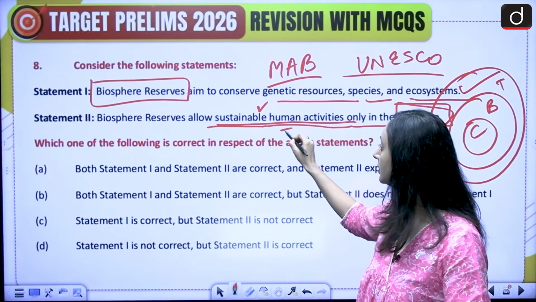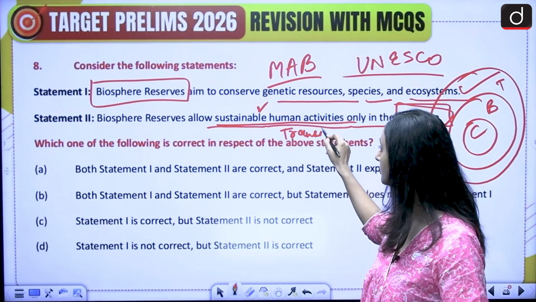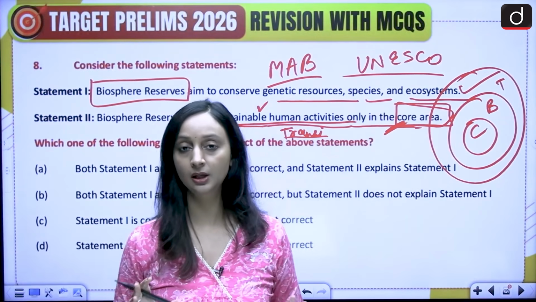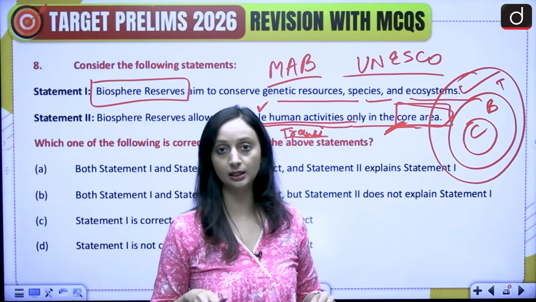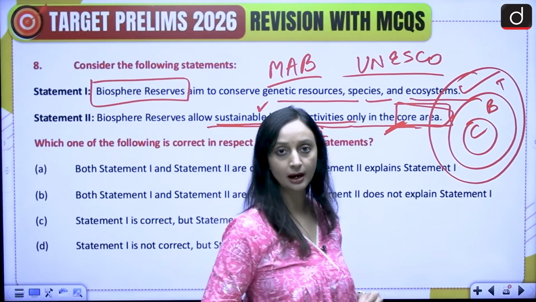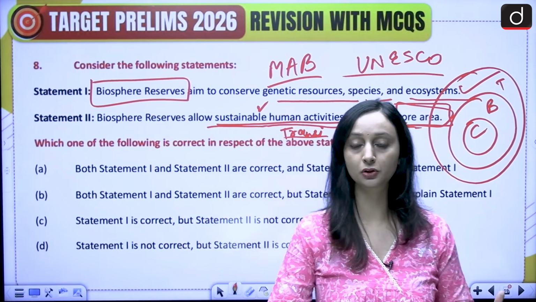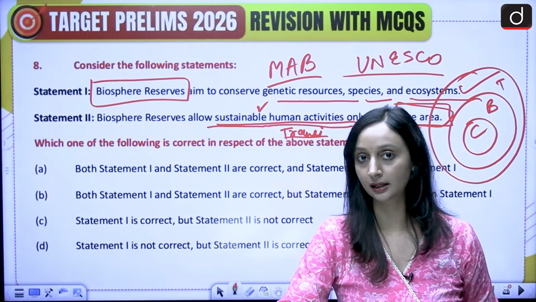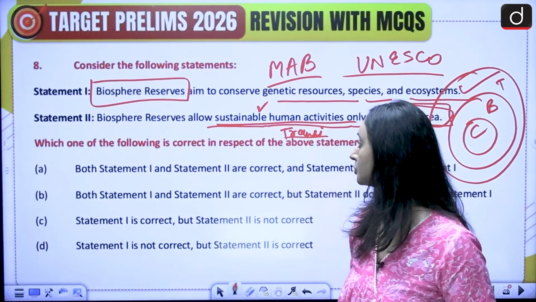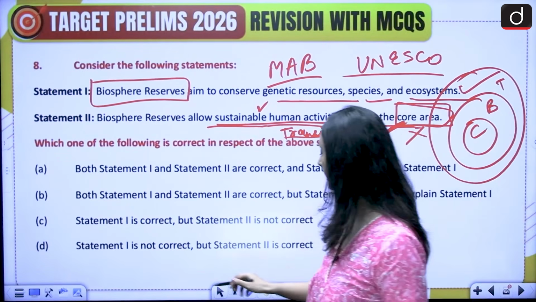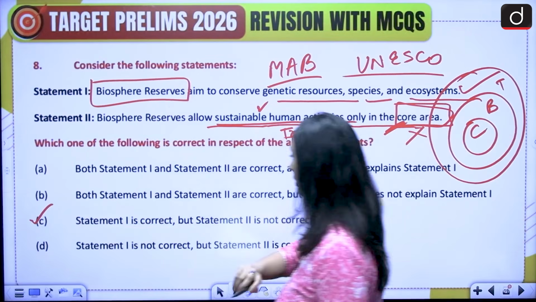And when you talk about the transition zone, this is the outermost region, where most of the activities will be allowed. The local communities living in those areas also need to carry on their daily activities, whatever local farming, organic farming, or collecting forest produce they have to do. These things will be allowed in the transition area, the outermost area. So the second statement is not correct. Statement 1 is correct, but statement 2 is not correct. Option C.